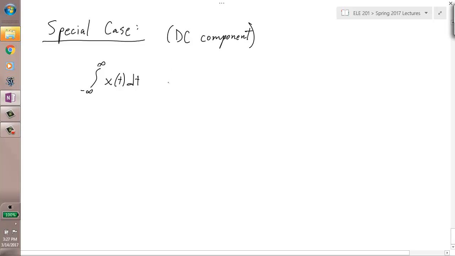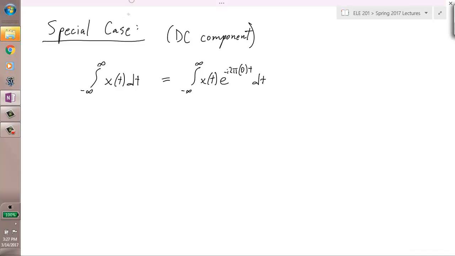Notice that this equals, if I want, I can put something in there that'll make it more obvious. I'm going to put e to the negative i 2 pi 0 t dt. Now, why is that equal? Well, because everything inside this here is 1. So I've just rewritten 1 in one crazy fancy way. The reason I did that was so you could see that the Fourier transform equation gives us this answer. This equals X evaluated at frequency 0.